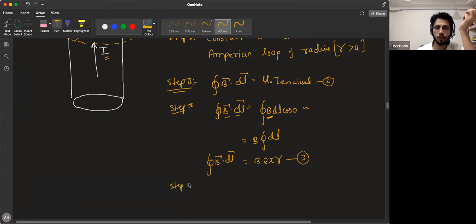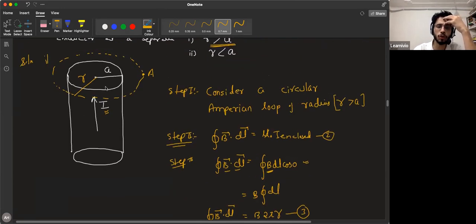And the last and the most important step is to get the value of I enclosed. I need I enclosed. Is current passing only through the loop or through the wire? Wire. So this is the loop, and current always passes through the area of cross section. Current depends upon the area of cross section. So how much is this area of cross section? Pi A square. So this whole area is within the loop. So I can say that the current enclosed by the loop is the total current passing through the wire. And the total current passing through the wire is I.